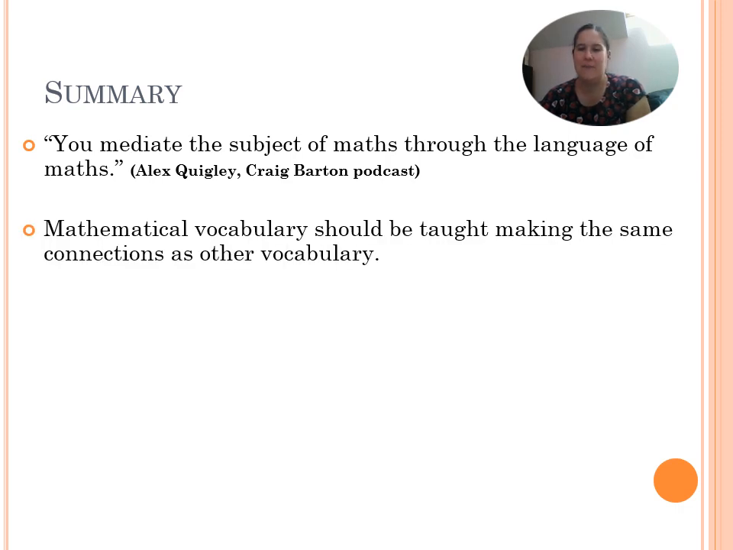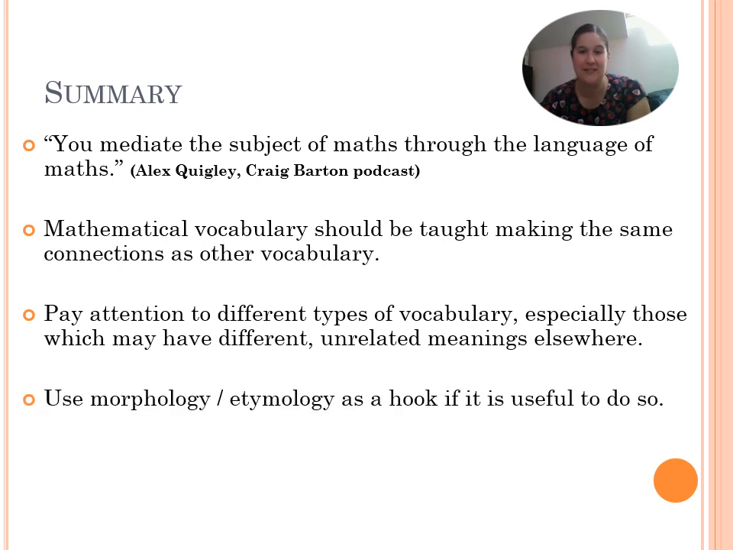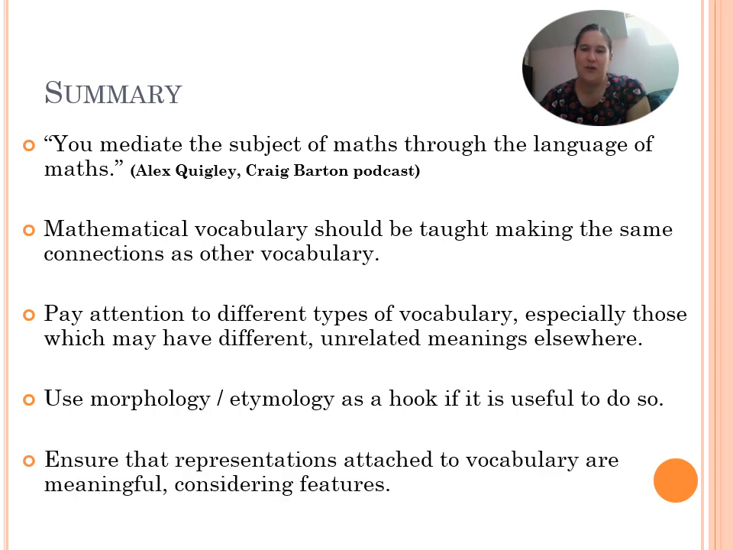It's really important that we make sure that the maths vocab is taught making the same connections as other vocabulary. We tend as primary school teachers to teach historical words or science words or words in our English grammar lessons really, really well. But how much attention do you really spend thinking about maths language? And can you use some of the strategies I've shared today to support that? We need to pay attention to the different types of vocabulary, perhaps using the Monroe and Panchinson links that I've shared today, or tier 1, 2, 3, to identify those particular words that may cause problems and think carefully about how we're going to remedy that. We need to use morphology and etymology as a hook if it's useful to do so, and we need to make sure that the representations that we carefully attach to that vocabulary are really meaningful, considering those critical features.